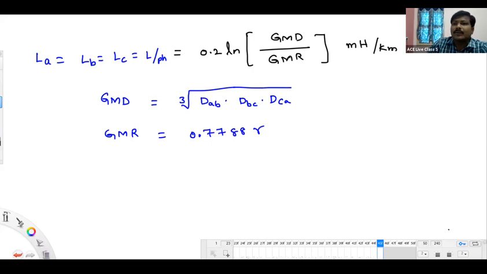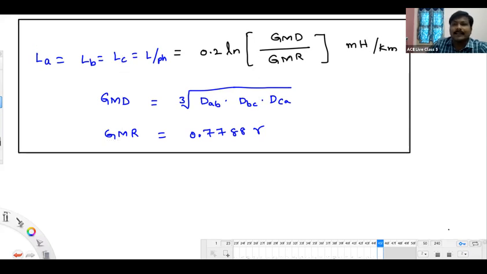Okay. So I am asking you one very simple question here. When is this valid? When can I use this one? When can I say LA equals LB equals LC? For symmetrical spacing, can I use this? Yes, for symmetrical spacing we can use it safely. For unsymmetrical also we can use it, provided that it is transposed.